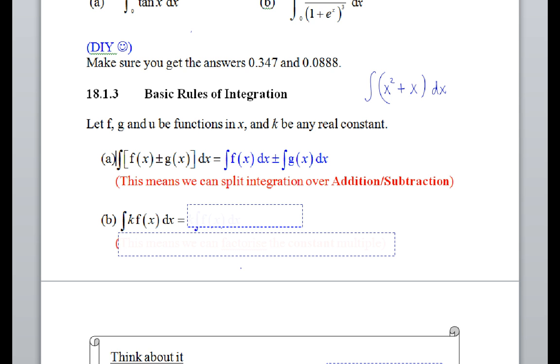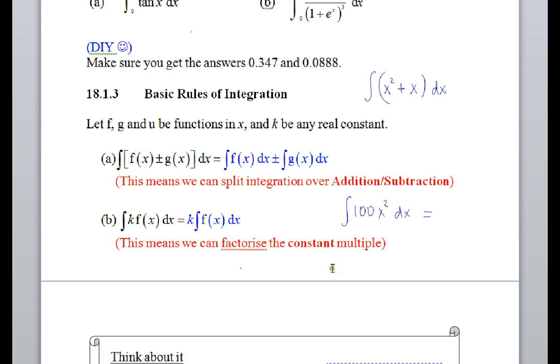Now, next one. What if I say I need to integrate 100x squared? Can I factorize the 100 out? Can or cannot? Can. I can factorize the k out, as long as k is a constant, of course. That means we can factorize the constant multiple.